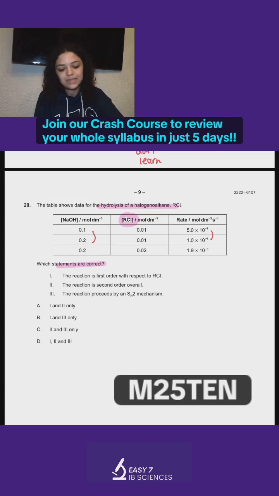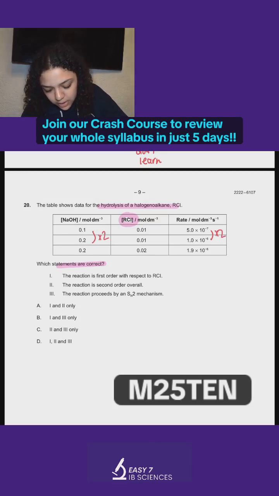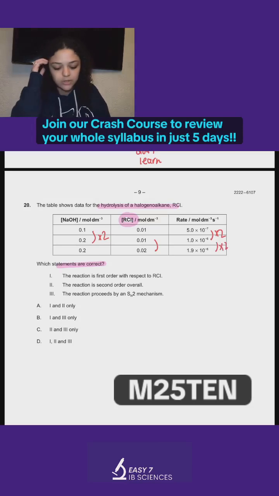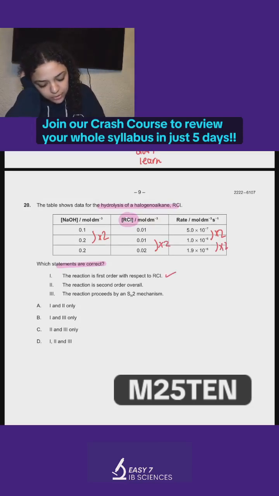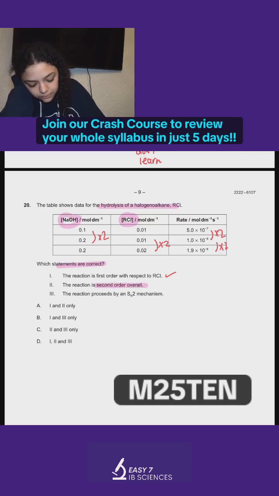Doubles. Okay, good. Exactly, it doubles. So when this doubles, this also doubles. Now let's have a look at it with respect to RCl. When this doubles and this stays the same, what happens here? It roughly doubles as well. So yes, the reaction is first order, because when this one doubles, this one doubles. And we can say that the reaction is second order overall, because this one is first order and this one is first order. In combination, they are second order together. And then it says the reaction proceeds by an SN2 mechanism.